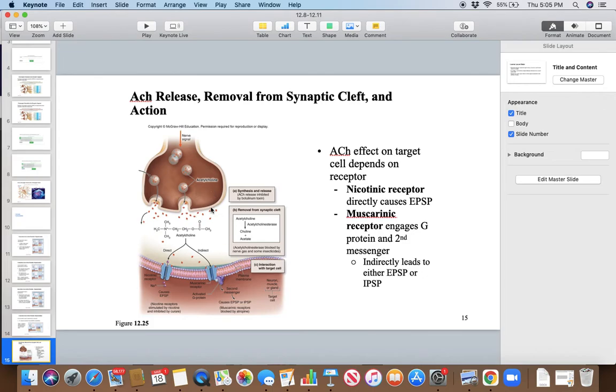Some other neurotransmitters have reuptake proteins. So, for example, serotonin you've probably heard of. The most commonly prescribed drug in our country is Prozac, which is an SSRI, which stands for Selective Serotonin Reuptake Inhibitor. And so there's a protein right here, and when the serotonin is released, it gets taken back up into this cell and then it can be recycled.